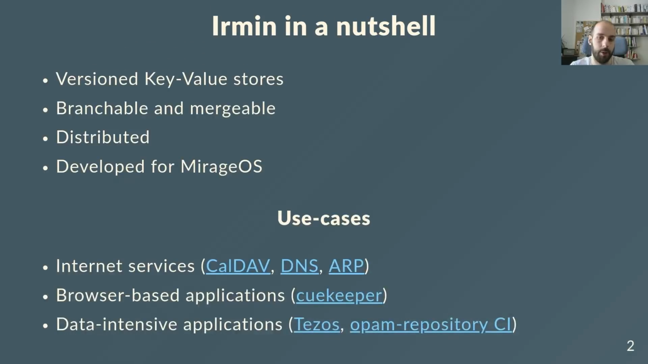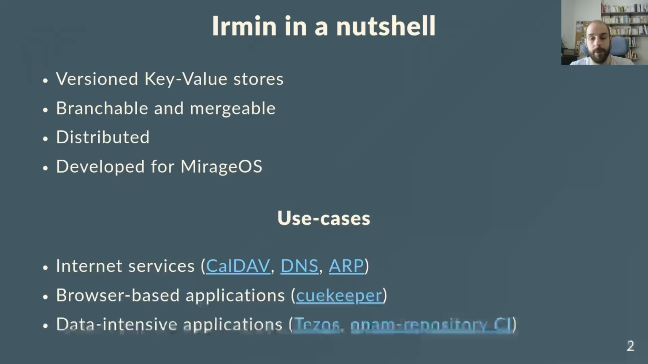It's also distributed, which means you can have multiple replicas of the same Irmin store on different machines and perhaps with different states, and you can sync them using pull and push operations, just like Git. And it's also developed for MirageOS, which means it builds into small unikernels that don't depend on Unix syscalls, for instance. And since the requirements for unikernels are quite close to the ones for web-based applications, that also means Irmin builds to JavaScript.